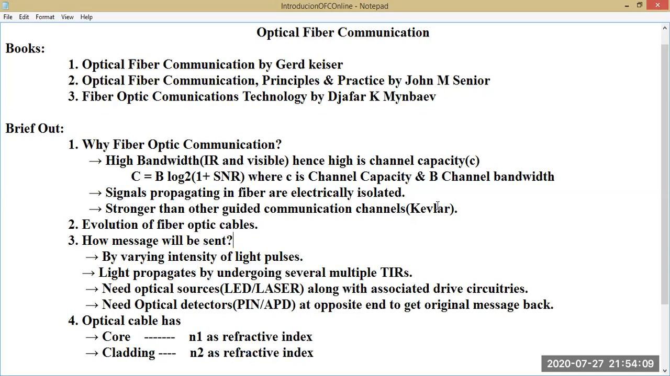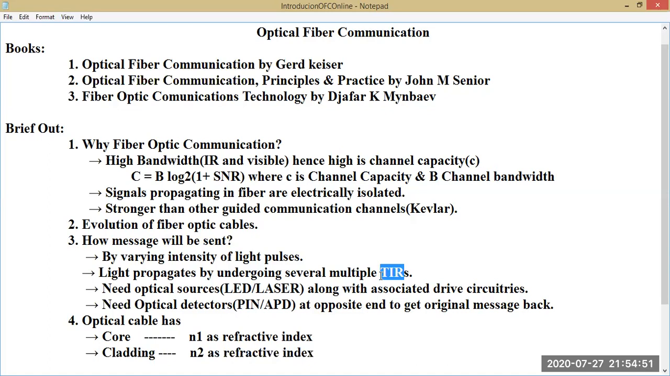And similarly, light is going to propagate through this optical fiber cable by undergoing several multiple total internal reflections. So this point is again something important, I can say. We have launched one light pulse into the optical fiber cable, and this light pulse should be delivered at the receiving end, and this light has to propagate through this optical fiber cable. Therefore, the propagation of this light pulse will be by undergoing several multiple total internal reflections.